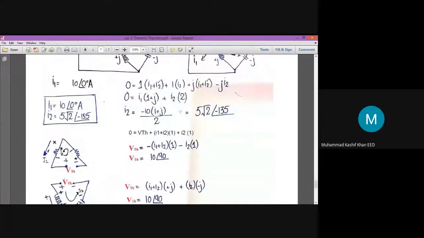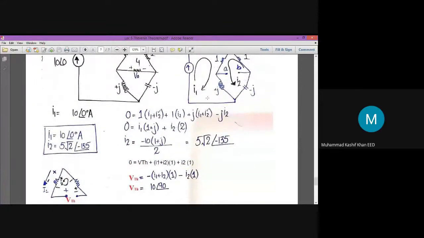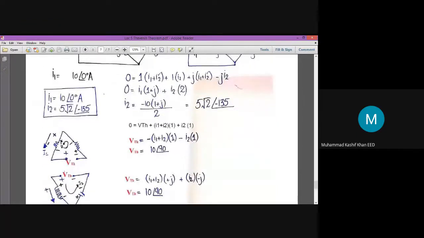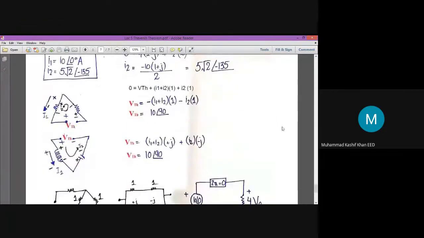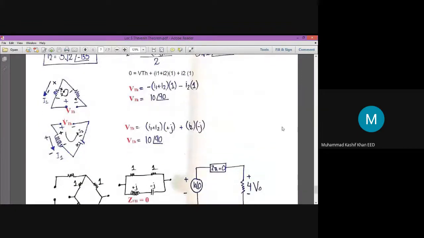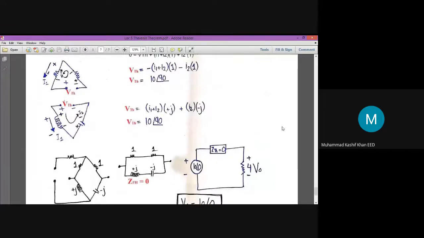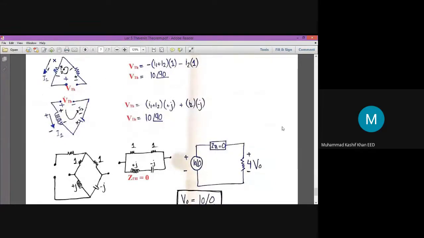So things can get complex when you want to solve it with the help of loop analysis. So I will advise you not to use loop analysis while you are solving a circuit with the help of Thevenin theorem. It's better to use nodal analysis. Okay. Now we have found the Thevenin equivalent voltage.